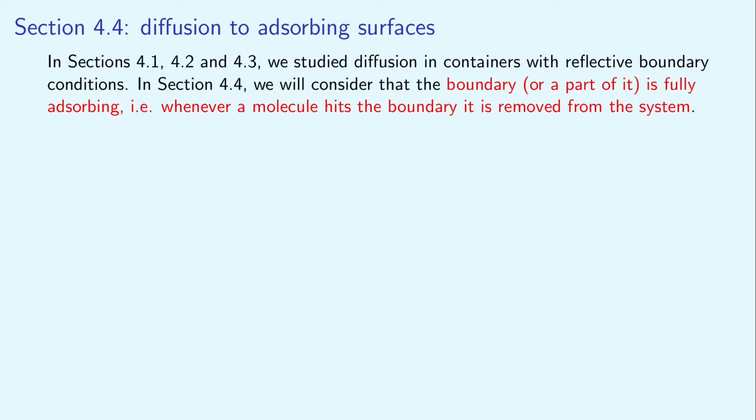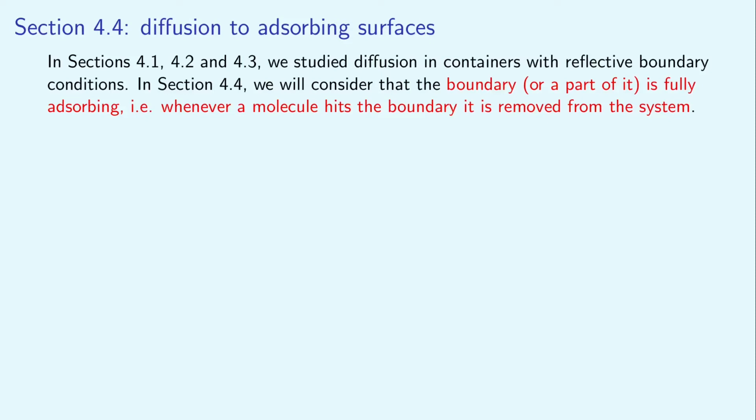Hello and welcome to lecture 15 of our course on stochastic modeling of biological processes. In sections 4.1, 4.2 and 4.3, we studied diffusion in containers with reflective boundary conditions. In section 4.4, we will consider that the boundary or a part of it is fully adsorbing.